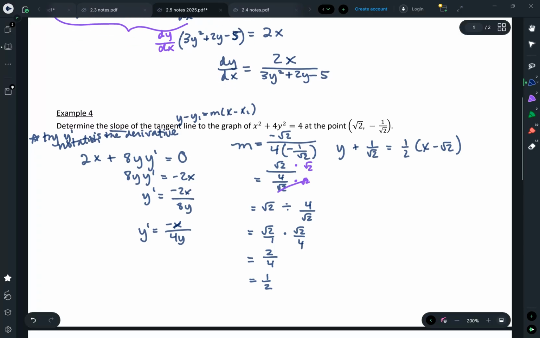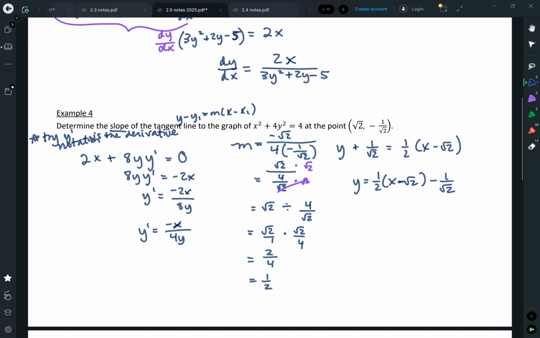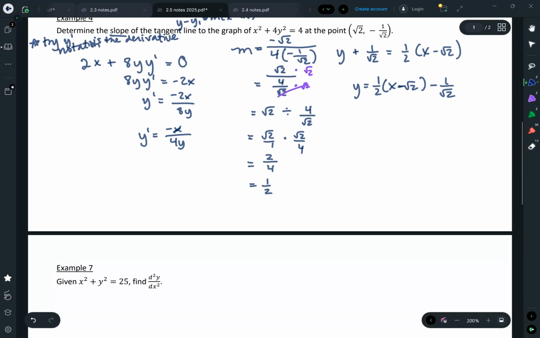What I often see with calculus stuff is that when we write equations, we're going to do them almost in point slope, but we're going to solve for y. So the last step would be y equals 1/2 times x minus root 2, and then just minus 1 over root 2. I know that that looks kind of ugly, but we're really kind of happy with it like that. We're just going to leave it, and they're easy to write that way. But I did write an equation with y by itself.